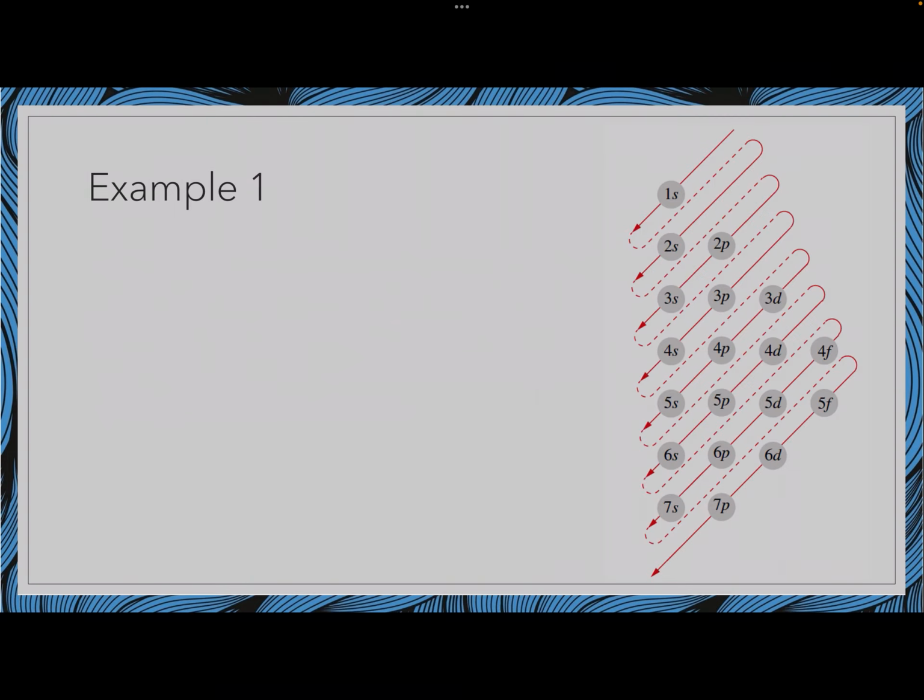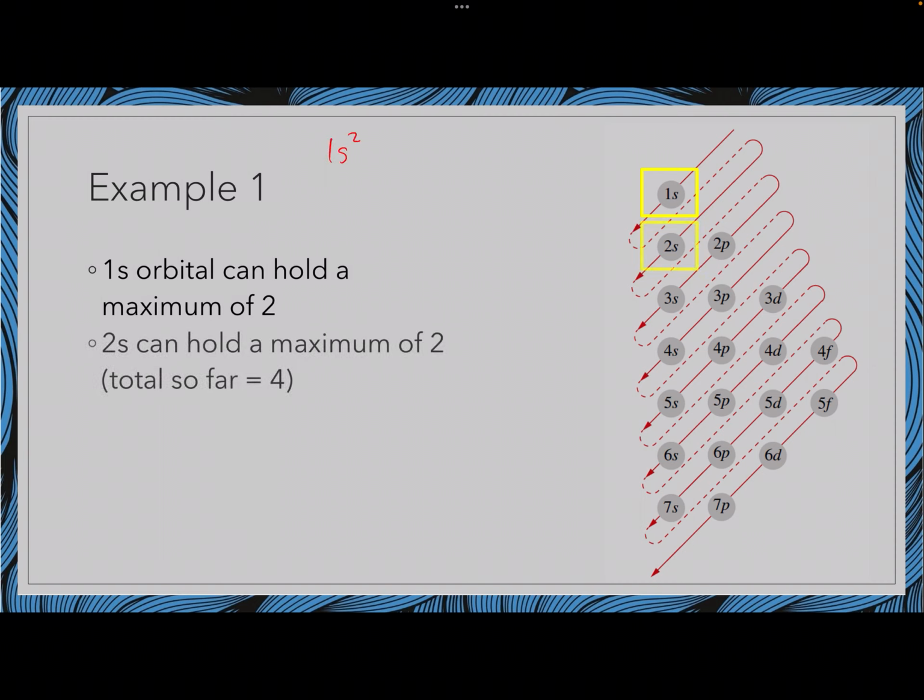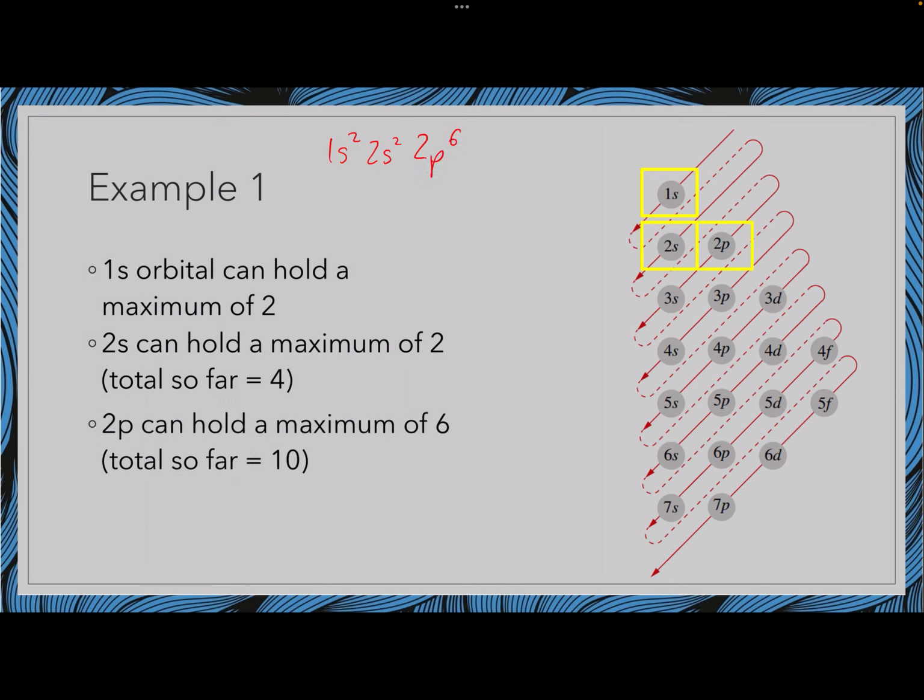So following the same thing. 1s can hold a maximum of 2, so it's definitely going to be 1s2. That one's filled. 2s2. Again, we've still got plenty. We're only at 4 electrons out of 26. Fill our 2p, so we've got 2p6.